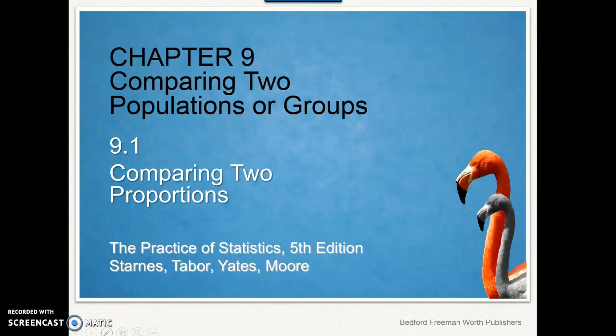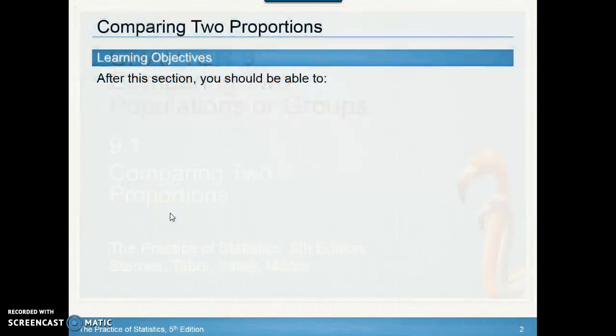All right, welcome to Unit 9, where in the first section we are going to be taking a look at comparing two populations, two proportions, or two groups. In this section, Chapter 9, we're going to take what we learned in Chapter 8 with tests of significance, and now compare two means, two proportions, in order to make a stronger case for our inference.